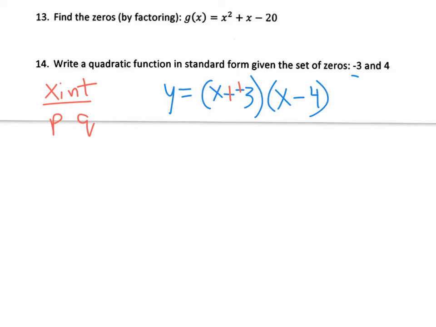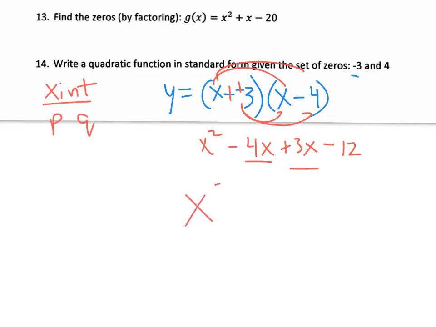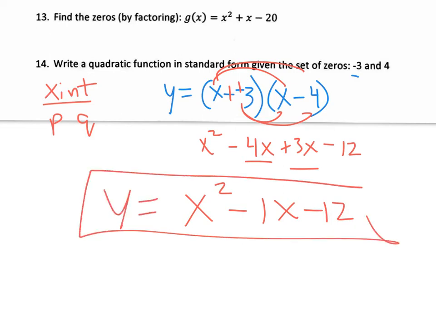And now we need to change to standard form. So what do you do? You just distribute: x times x, x squared, x times negative 4, negative 4x, 3 times x, positive 3x, 3 times negative 4, negative 12. And you combine the middle terms, you'll get your x squared minus 1x, or just minus x, minus 12. And ladies and gentlemen, that is an equation in standard form that does have the zeros of negative 3 and positive 4.